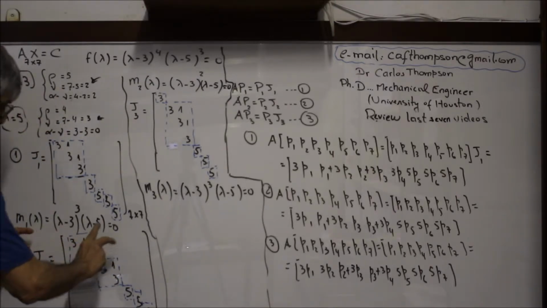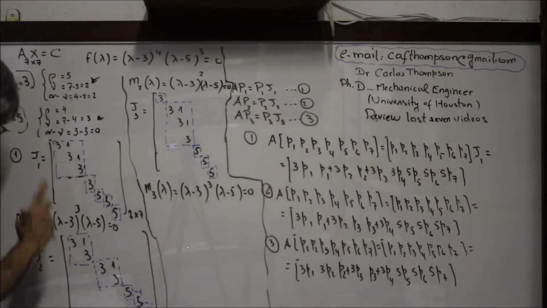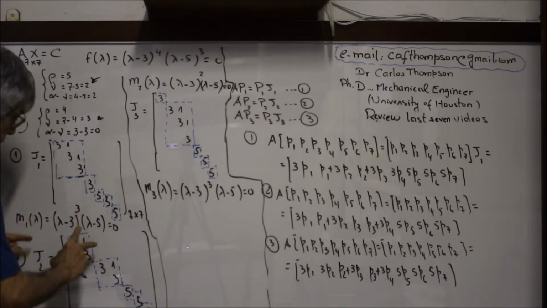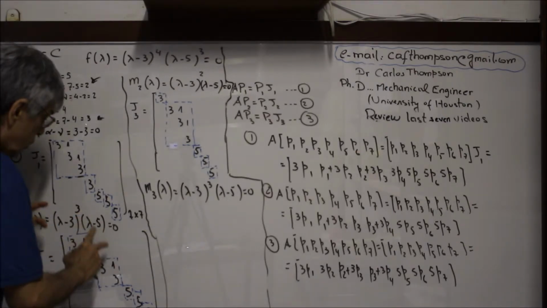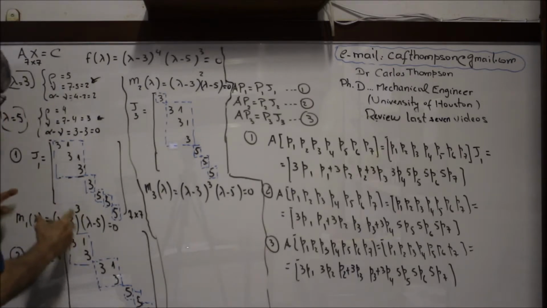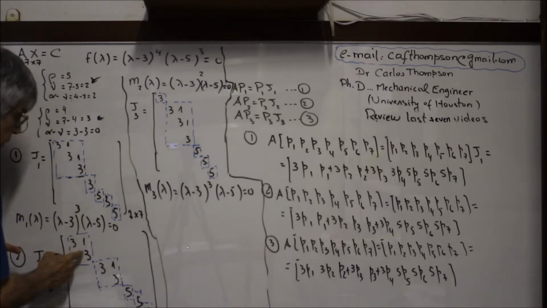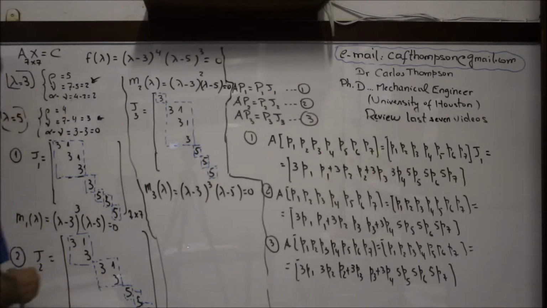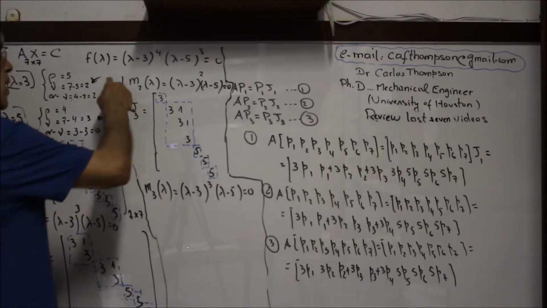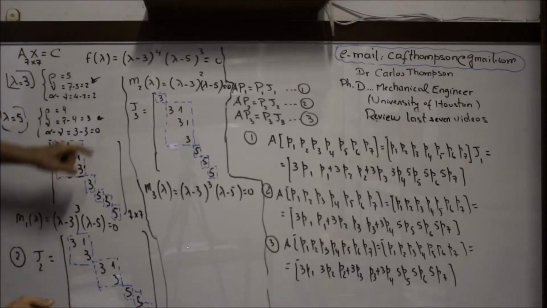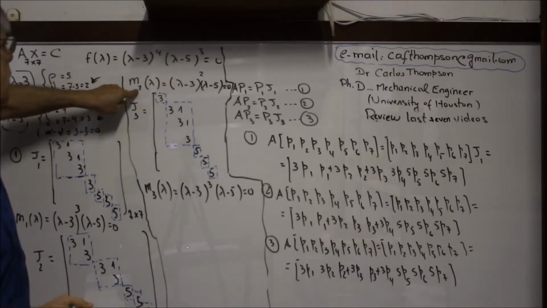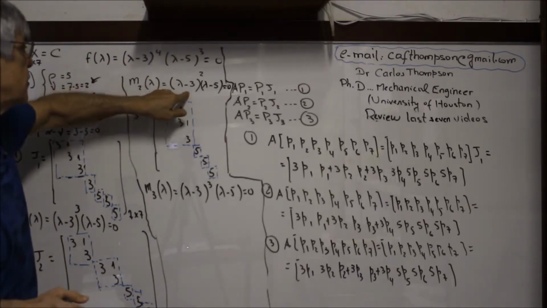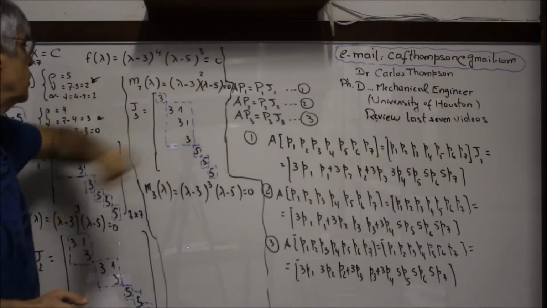If you multiply this matrix, attention, it's not this matrix, J2 minus 3I times J2 minus 3I, the product of this block with itself will be 0, and this one will be 0 too. That's why the characteristic polynomial is the same, but the minimum polynomial is (lambda minus 3) to the power 2.